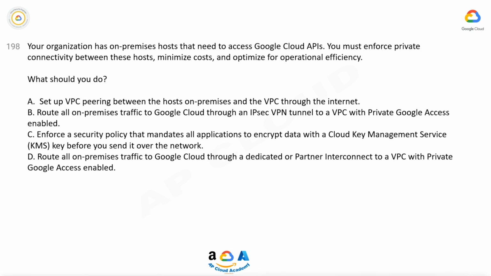B. Route all on-premises traffic to Google Cloud through an IPsec VPN tunnel to a VPC with private Google access enabled. C. Enforce a security policy that mandates all applications to encrypt data with a Cloud Key Management Service (KMS) key before you send it over the network. D. Route all on-premises traffic to Google Cloud through a dedicated or partner interconnect to a VPC with private Google access enabled.